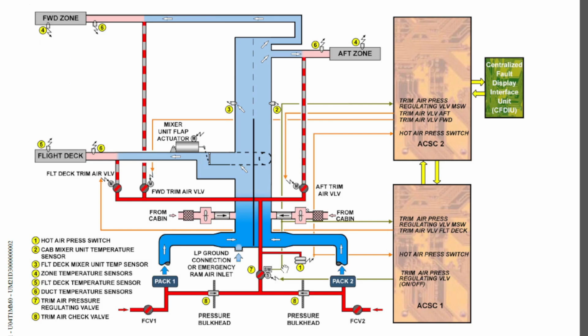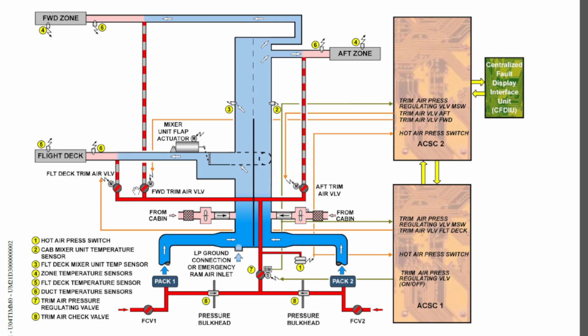And next in the system we have the trim air valves. So I told you that there are 3 trim air valves. There can be a 4th valve if the optional cargo heating system is used, but here we are not going to discuss the optional cargo heating system. So here we have the 3 valves which control the hot air going into 3 zones.